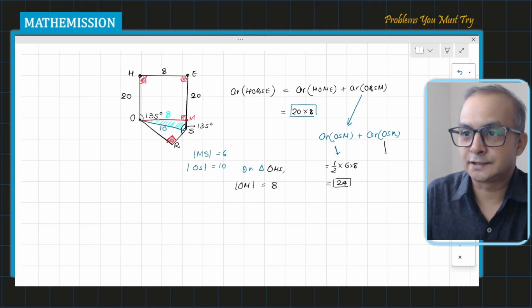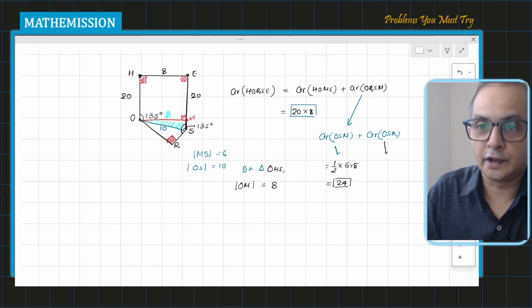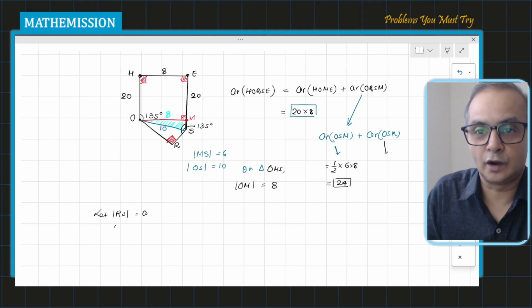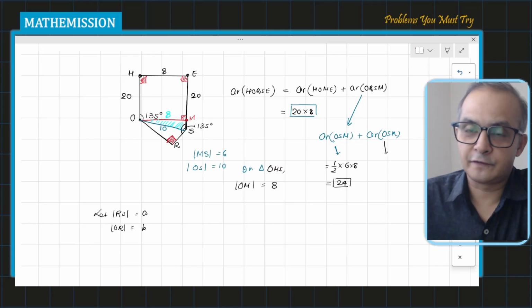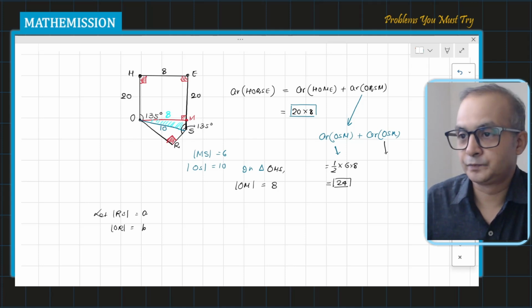Now our last task is to find the area of ORS. So for the area of ORS, I'm going to take the RS length. Let the RS length be A and the OR length be B. Now this 135 degrees, the given information we have not used so far, is going to be used here. And how do we use it?